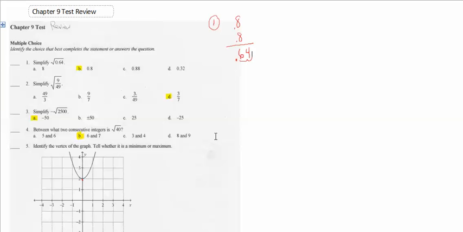So on number 1, the answer is 0.8 because 8 times 8 is 64, and I move my decimal 2 places. Number 2, I just set it up as 2 square roots. Square root of 9 is 3, and the square root of 49 is 7.